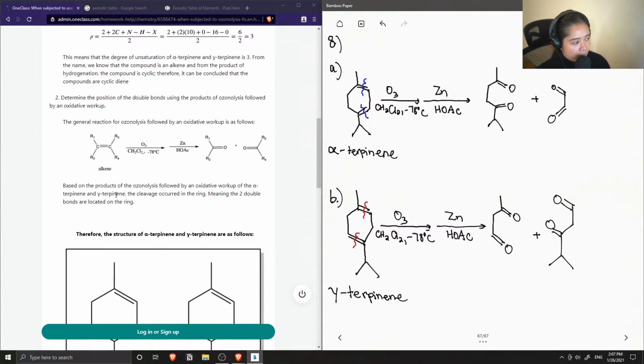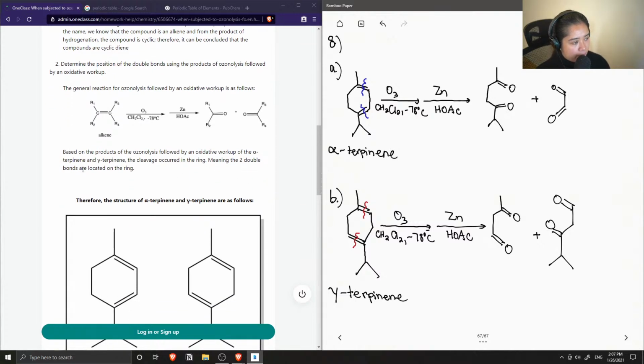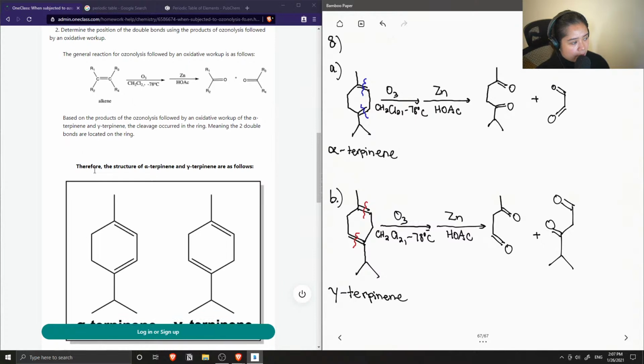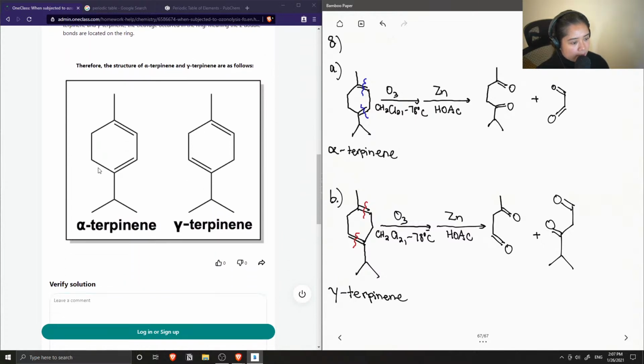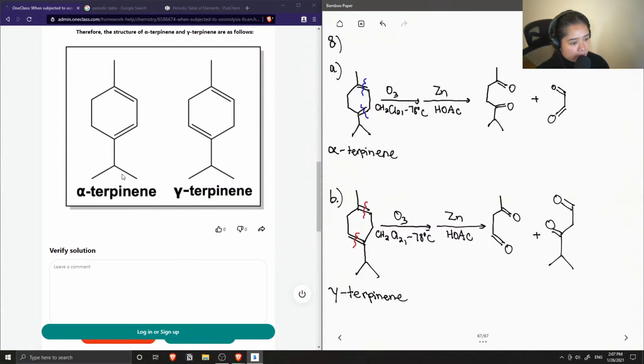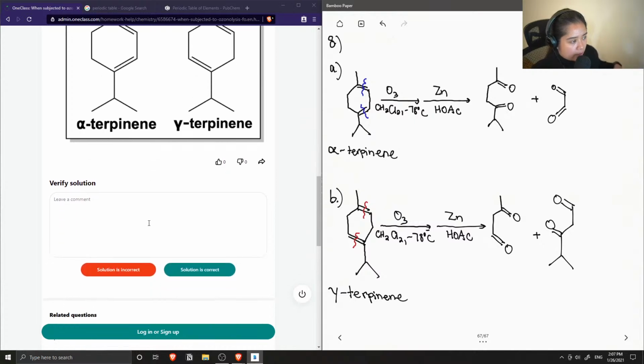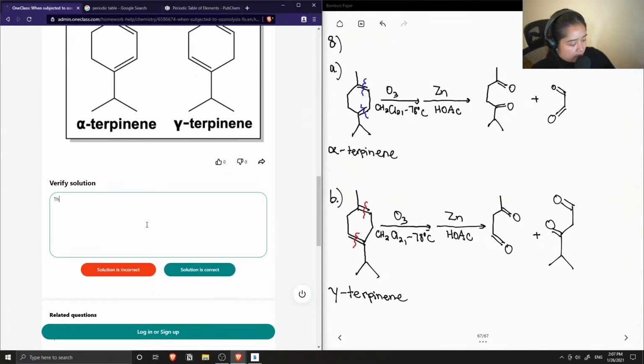Based on the products of the ozonolysis followed by an oxidative workup of alpha terpinene and gamma terpinene, the cleavage occurred in the ring, meaning the two double bonds are located in the ring, and they have the structures shown below. Yep, so this solution is correct.